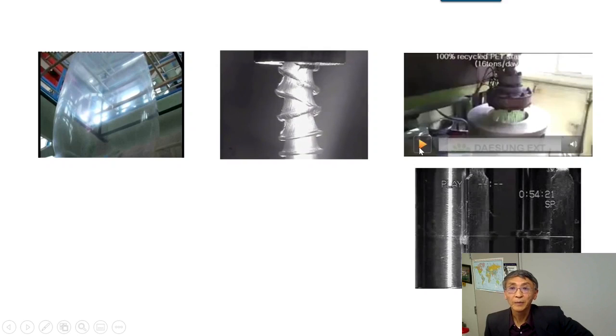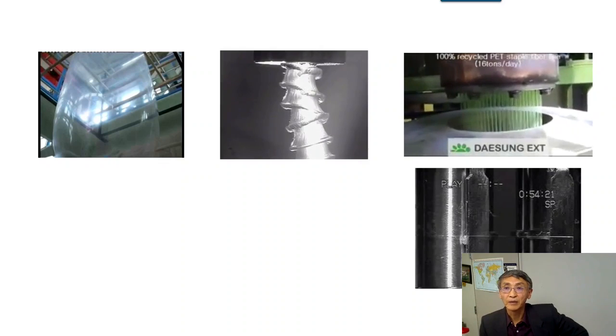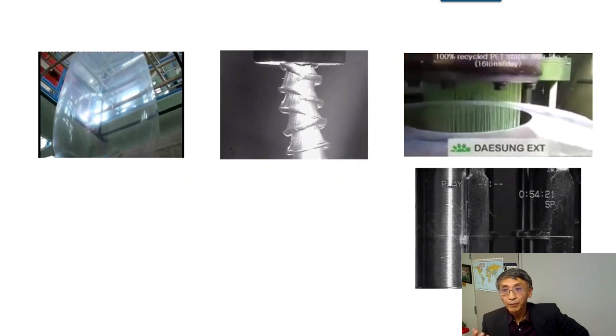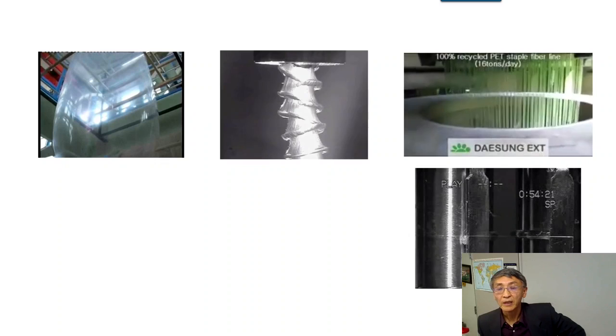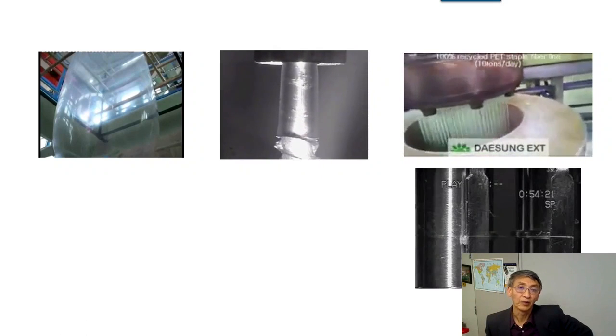If you want to process fiber, for example, this movie shows how PET fiber is made. It's made by extruding many threads, and there will be a downstream stretching. So you better stretch only to the point such that the filaments do not break.